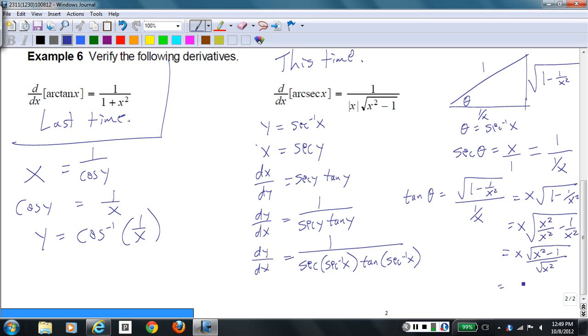I'm going to say it's x if x is positive, it's negative x if x is negative, but in any case it's equal to the absolute value of x. Square root of x squared is equal to the absolute value of x. So I'm going to write x over the absolute value of x times the square root of x squared minus 1.